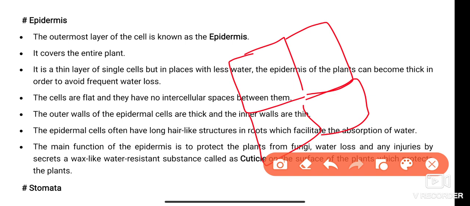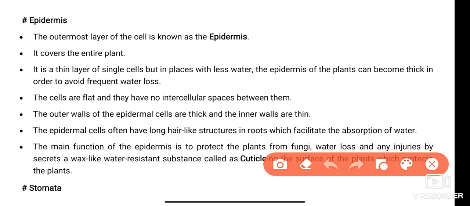And the outer walls of the epidermal cells are thick and the inner walls are thin. That means of the two walls of the cell, the outer is thicker and the inner is thinner.